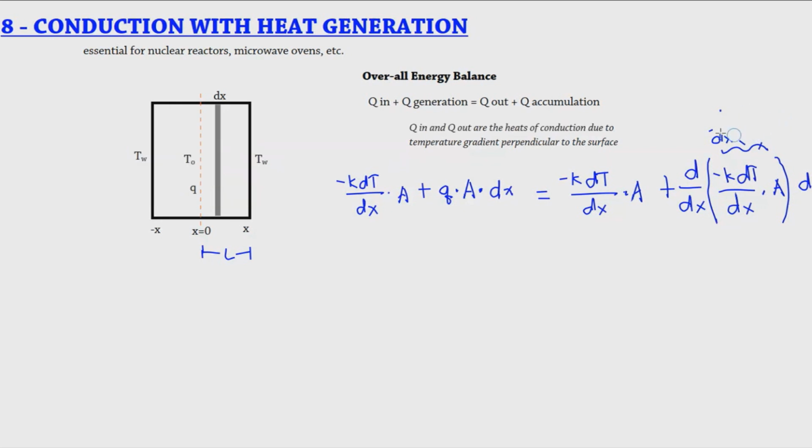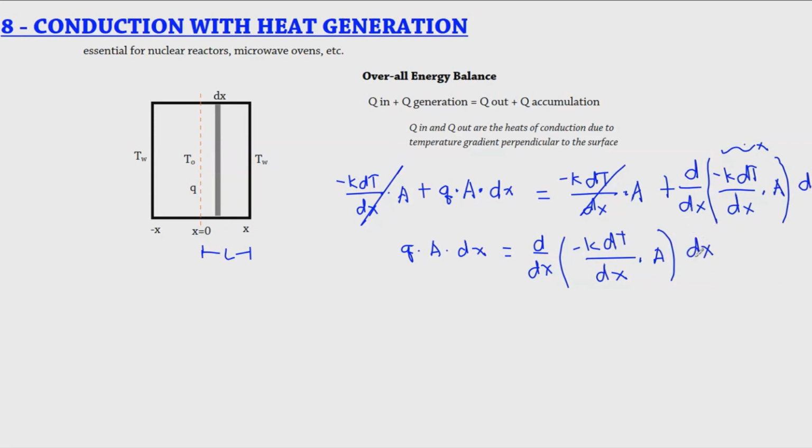when multiplying this with dx, you won't be canceling this dx since they are different. This is a composition function while this is a multiplication of product. So in this case, we have to differentiate this first before multiplying this with the answer. Now we are left with the heat per unit volume multiplied with the area times the infinitesimal change in thickness, that is equal to d over dx times negative k dt over dx times the area times dx.